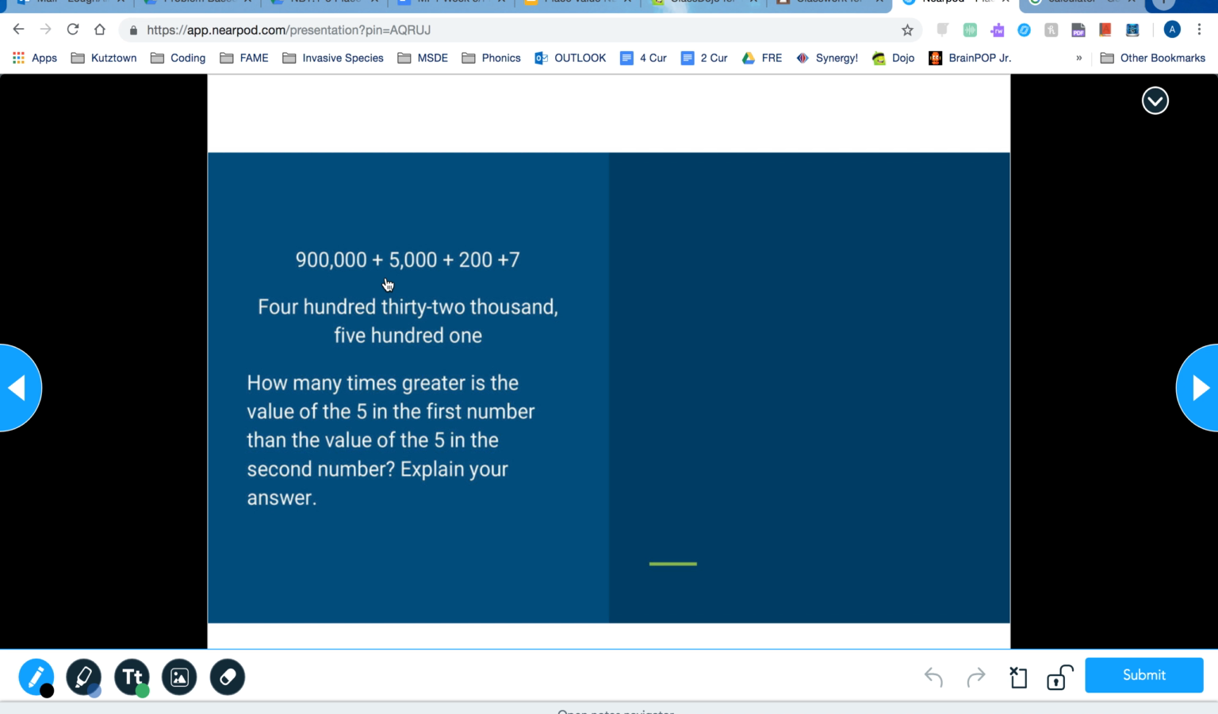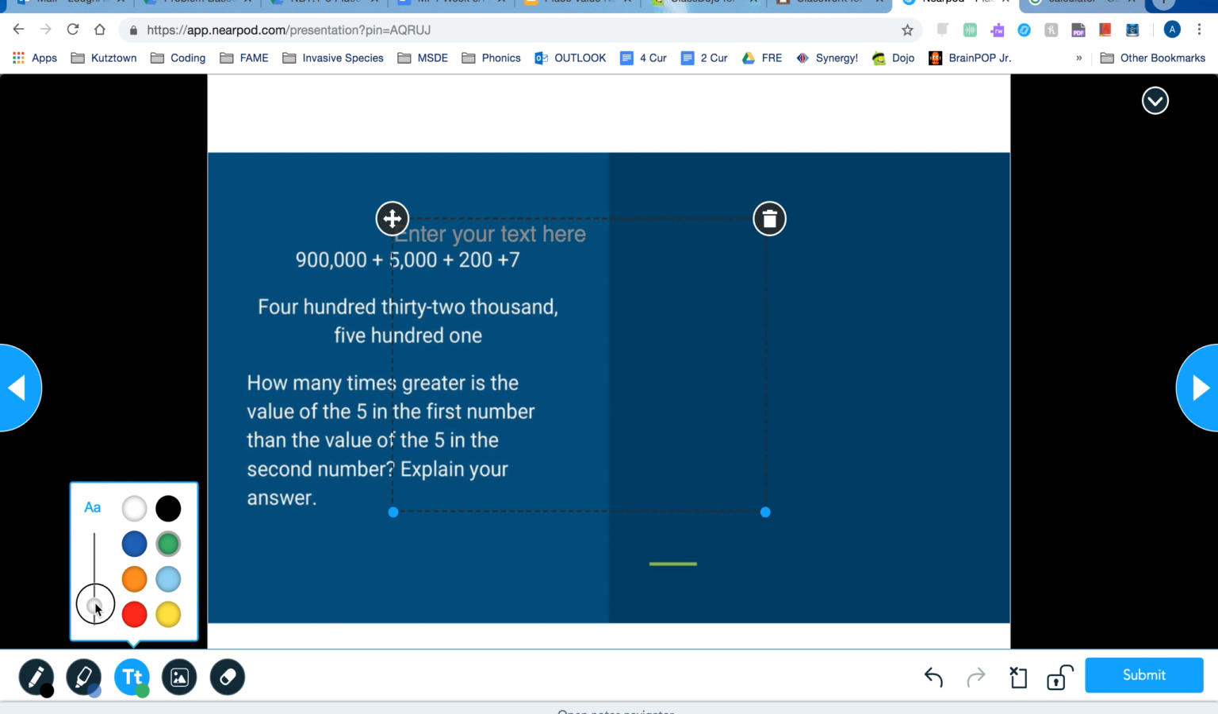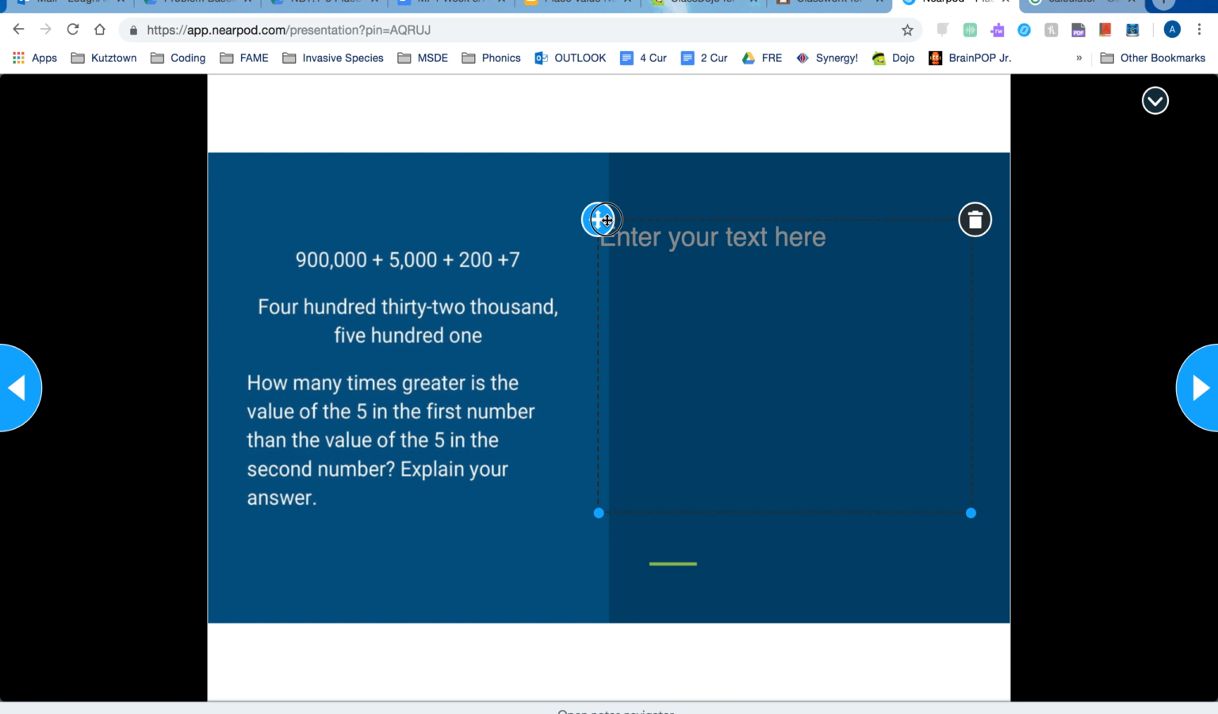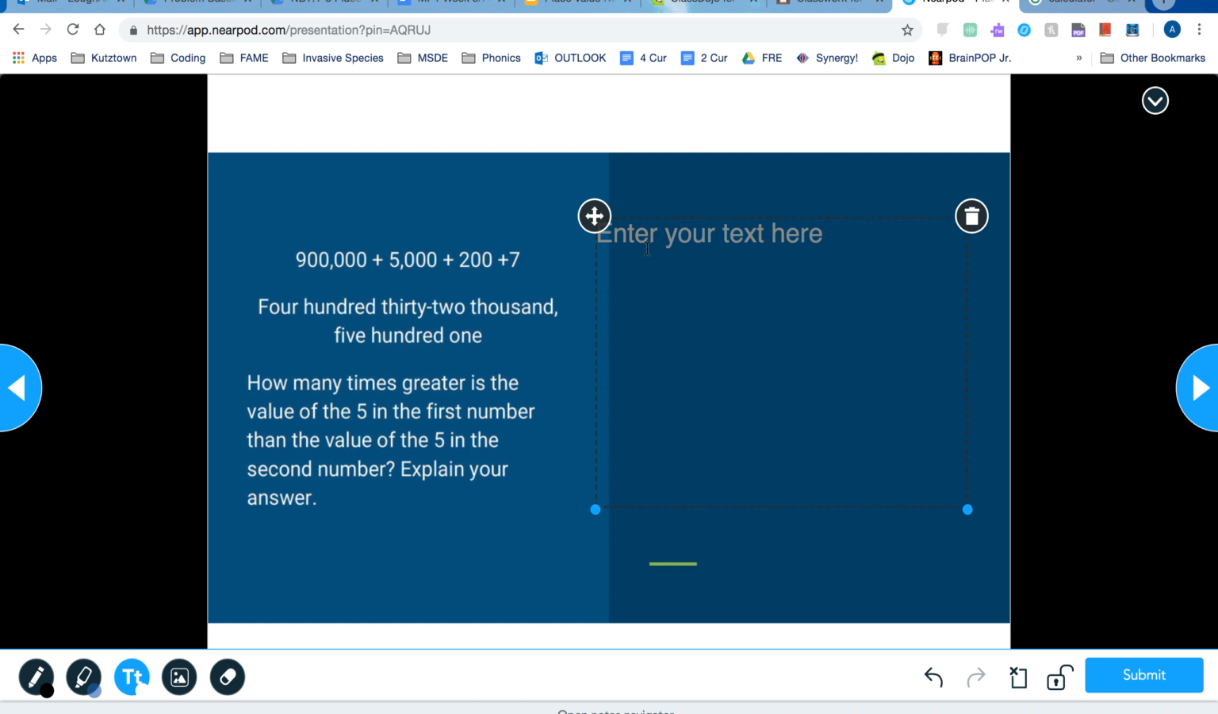make a mistake. Now, in our previous problem, we did use expanded form. So it would definitely be a good idea to put this one in expanded form as well. And also we're going to put them in standard form. So I'm going to use my text tool. Perfect. Or not quite perfect, but almost there. So 900,000 plus 5,000 plus 200 plus 7. Let's go ahead and put that in standard form.